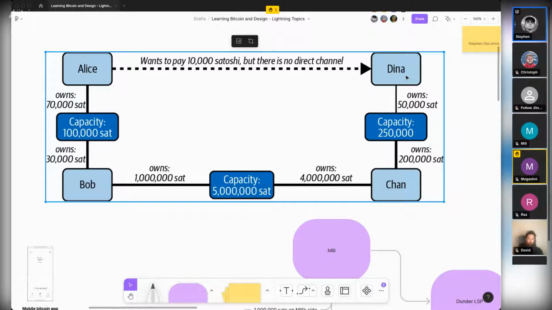The exact mechanism by which that happens is called HTLCs, and I don't want to get into that too deep on this call because it gets pretty complex. I will drop a link to a chapter that describes how it works in excruciating technical detail. But effectively she does have to route it through multiple nodes.